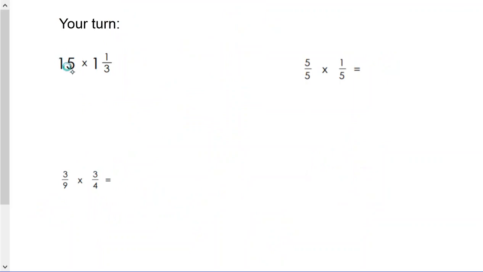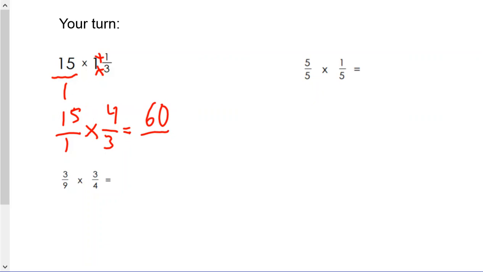All right, so converting from a whole number into a fraction, we just need to put that 1 underneath. And then we can convert this from a mixed number to an improper fraction. So 3 times 1 is 3, plus 1 is 4. So now we have 15 over 1 times 4 over 3. And 15 times 4. Well, 4 times 10 would be 40, and then 4 times 5 would be 20. So 40 plus 20 would be 60 over 3.